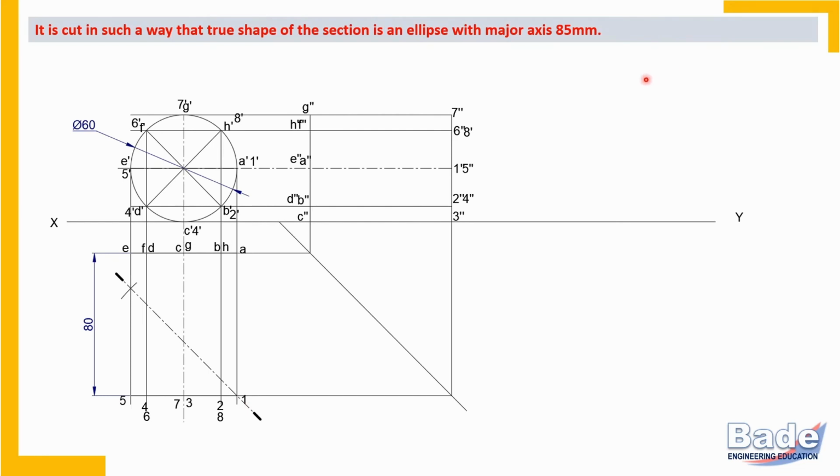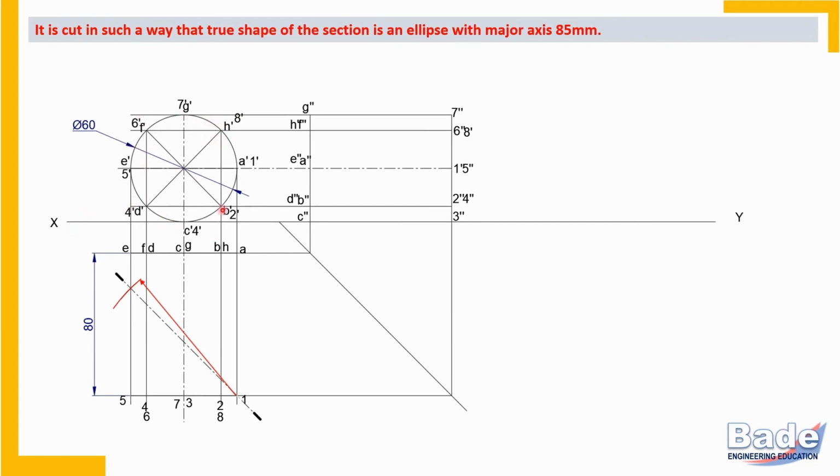And how to do that? From this corner, take radius 85 millimeters and draw intersecting arc on the other side. So this is how we have managed overlap of cutting line on the cylinder, which in the top view is 85 millimeters. It is not possible to have that 85 millimeter overlap in the front view.